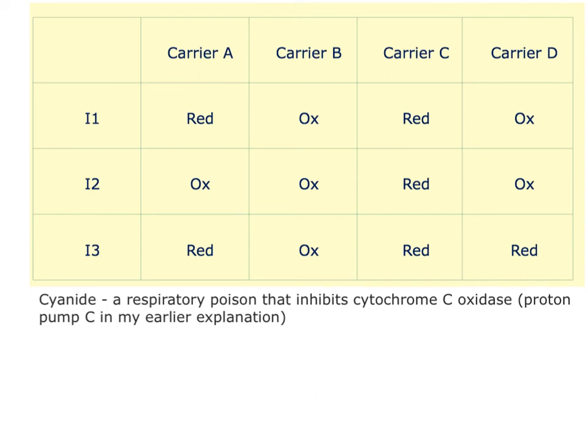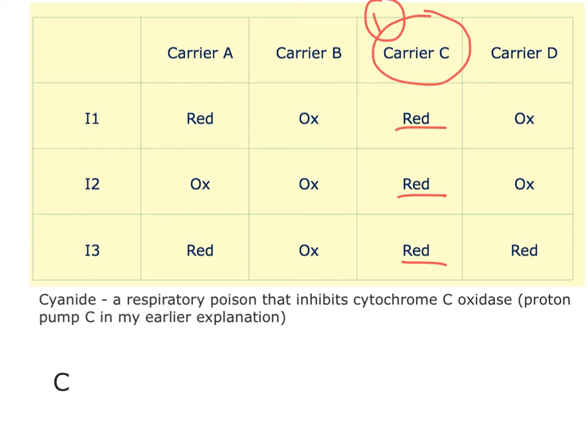So if we look at carrier C, you can see that it doesn't matter which inhibitor we put on carrier C, it can always be reduced, and therefore it has to be first in the chain. No inhibitors prevent electrons being transferred to it, so it has to be first.